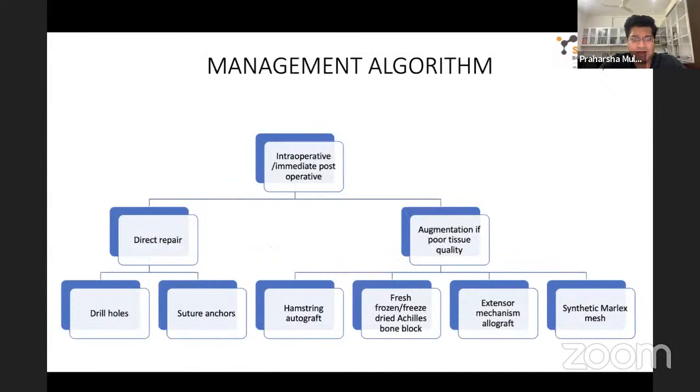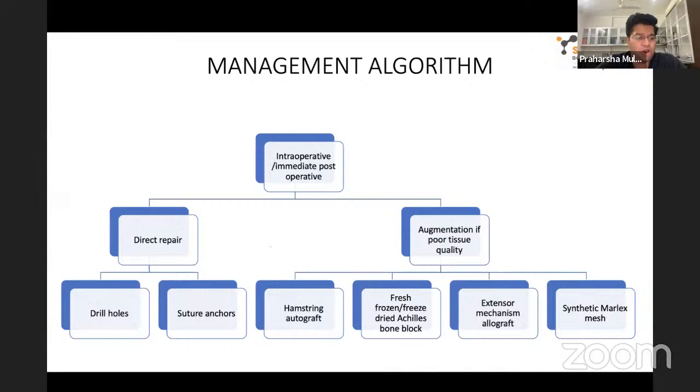So this is your management algorithm when it comes to patellar tendon injuries. This is again something which is very specialized. Unless you do a few cases or assist a few cases, it's not easy to do it. So always use your seniors' help for managing this scenario. So if you have an intraoperative injury, especially like a saw cut injury to the tendon, like when you're taking your lateral cut on your tibia, you can do a direct repair of the tendon, obviously with sutures.